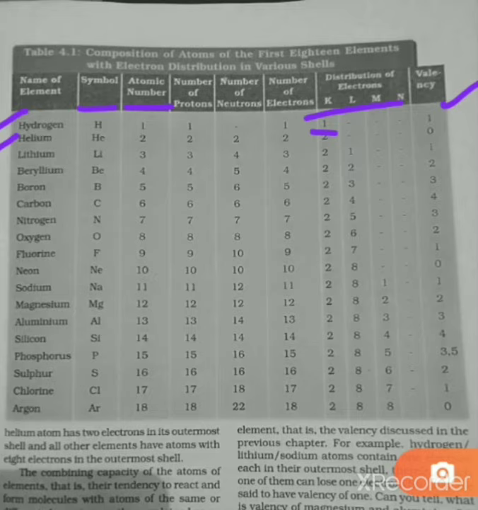Talking about second, that is helium, its symbol is He. Its atomic number is 2. For distribution of electron, you can see here there are 2 electrons in the K shell, but as helium is a noble gas, its valency is 0.